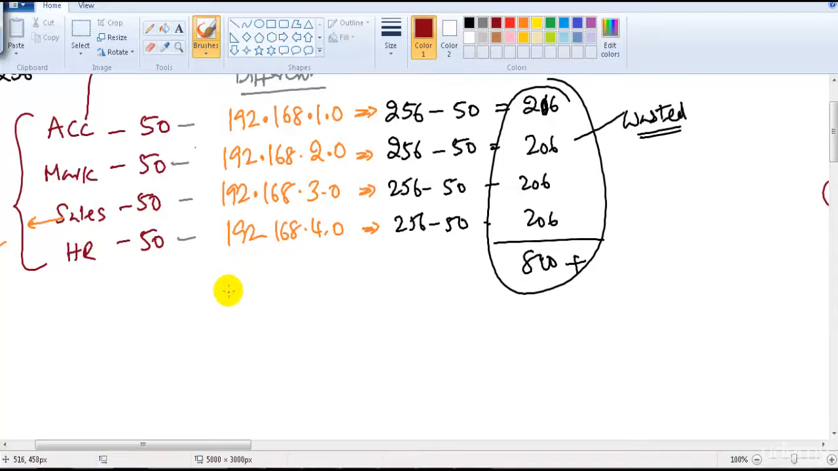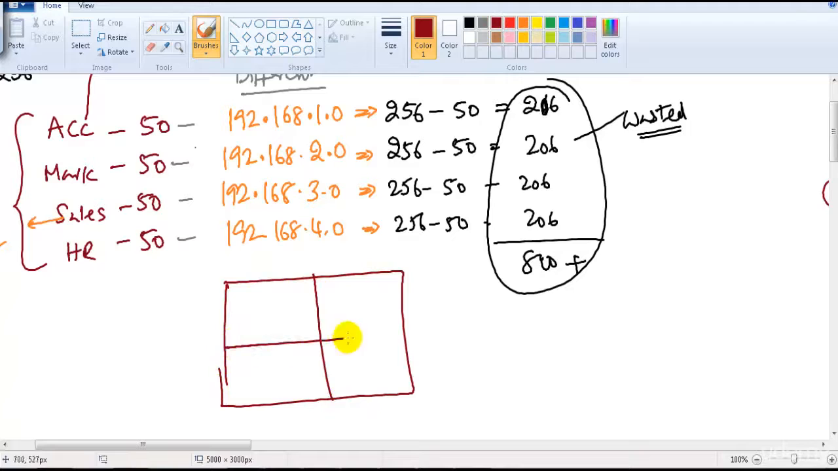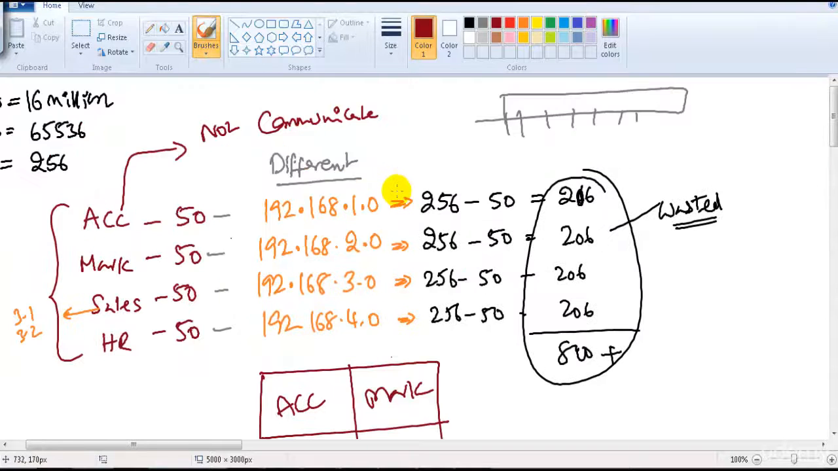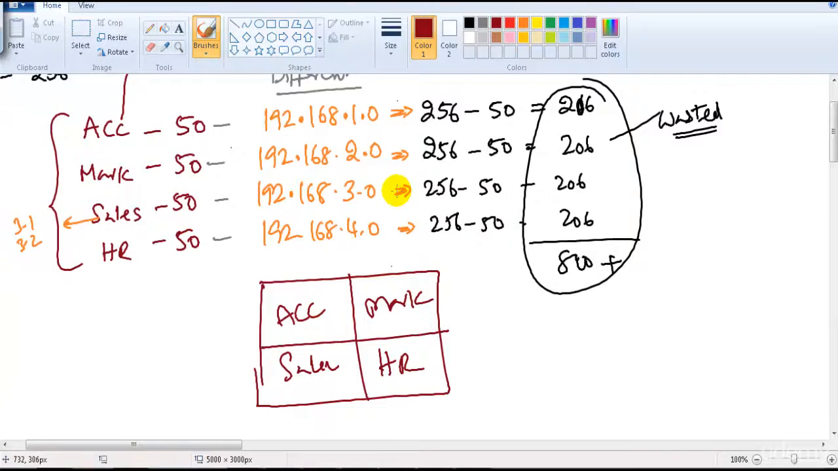I'm going to use only one network, and then I'm going to divide this one network into multiple small networks, and I'm going to allocate one small part to the accounts, one for the marketing, one small part for the sales, and one for the HR, like that. So we are going to divide them into small networks, and then we allocate them. Now this process of dividing a big network into multiple small networks, we call it subnetting.